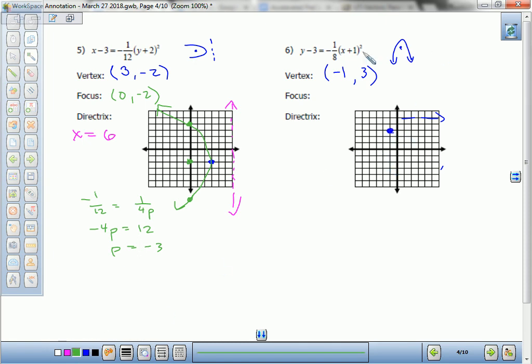Now we solve for p. So we take this, -1/8, set it equal to 1 over 4p. We get p is -2. Which tells me the focus is down 2 units. So down 2 units puts us at -1, 1. Now if I double that 2, 2, 4, I get these points. And then the focus would be up 2. We're going the other direction, so it's y equals 5.